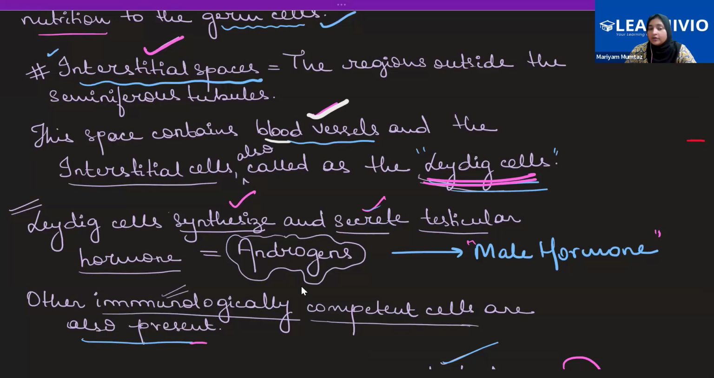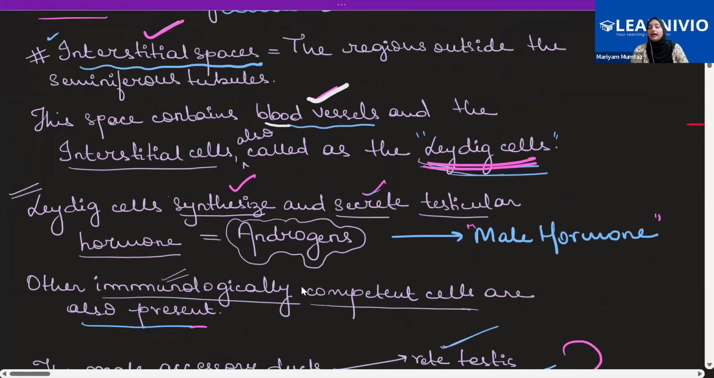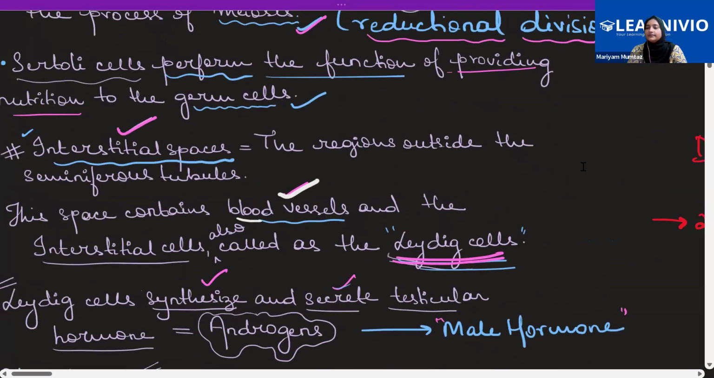What is the name of that hormone? It is called androgen. Apart from that, other immunologically competent cells are also present here. Is this much clear, students?